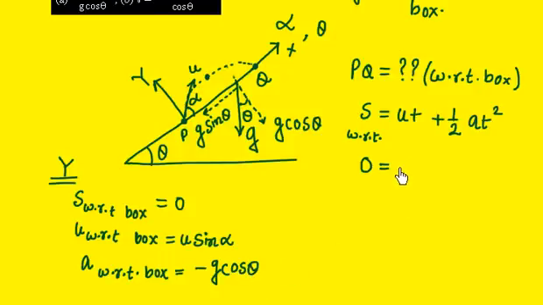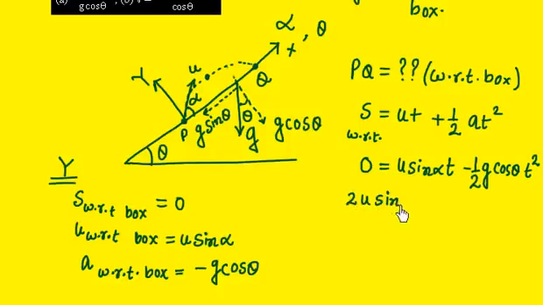Now put these values. 0 equals ut, that is u sin alpha into t, plus half at square, where a is minus, so minus half g cos theta into t square. If you solve for t, you will have 2u sin alpha divided by g cos theta equals t. This is the time of flight, you can say.